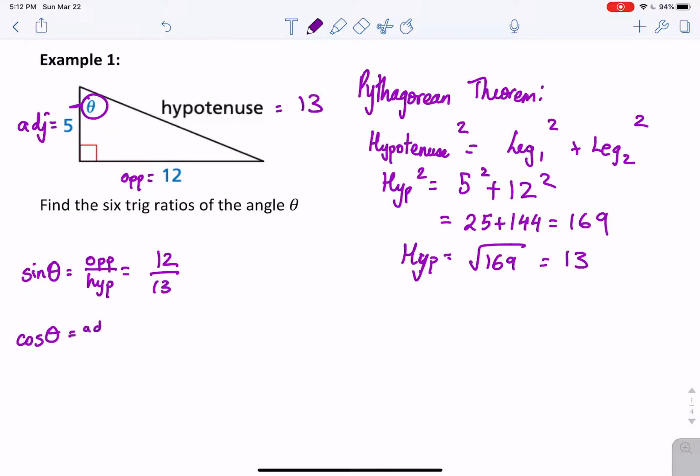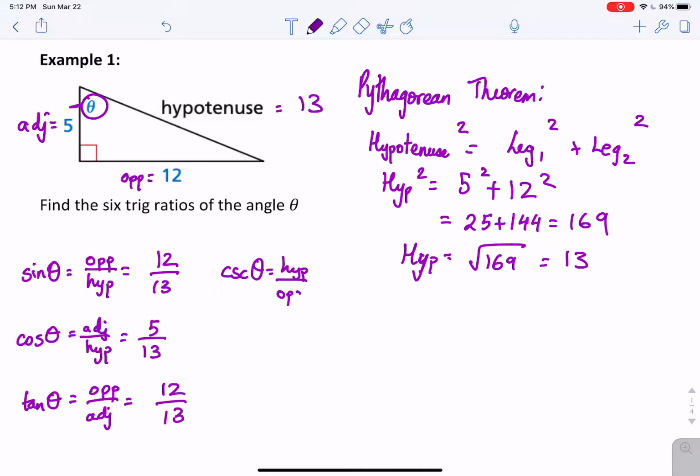Cosine is adjacent over hypotenuse, so that's 5 over 13. And tangent is opposite over adjacent, and so that's 12 over 13. The reciprocal ones, cosecant, I take hypotenuse over opposite. So that would be 13 over 12. Notice that it's just a reciprocal of 12 over 13.